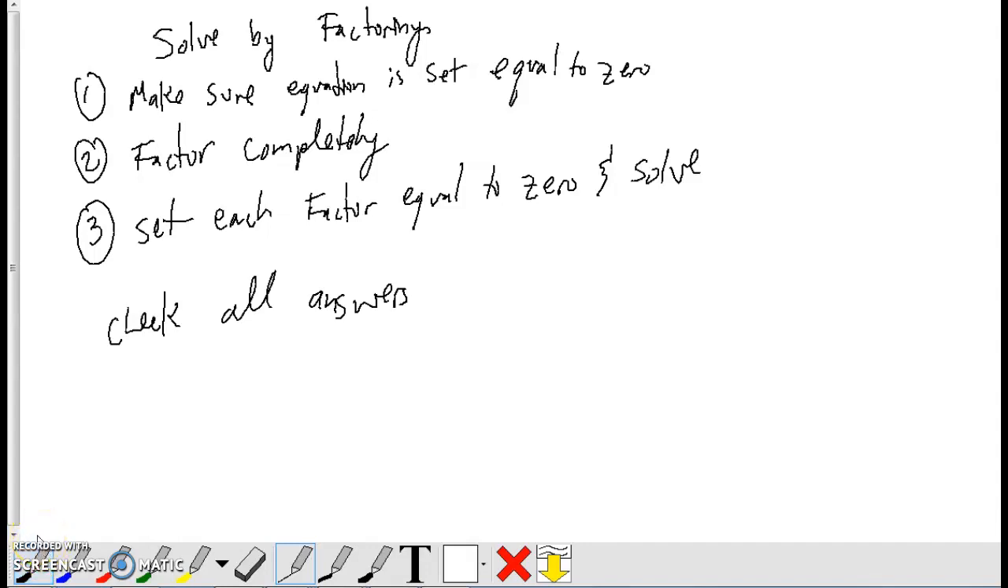So we're back and we're looking at solving by factoring. Again, the biggest things we want to make sure of is the equation is set equal to 0. We want to factor completely, and then we want to set each factor equal to 0 and solve. And of course, we want to check all of our answers.